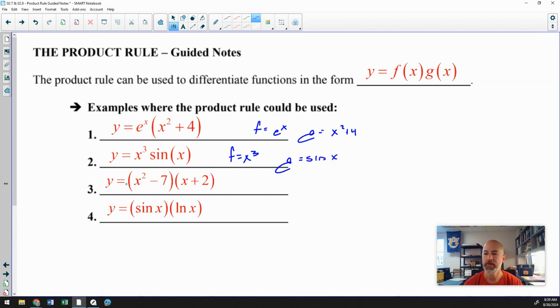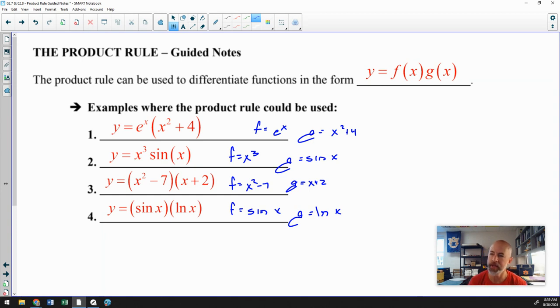Here we have x squared minus 7 and x plus 2, where if you wanted, you could say that f is x squared minus 7, and g would be x plus 2. And I'm going to come back to that one in just a second. And the last one, sine x, ln x, that is two complete functions of x, where f would be sine x, and g would be the natural log of x.